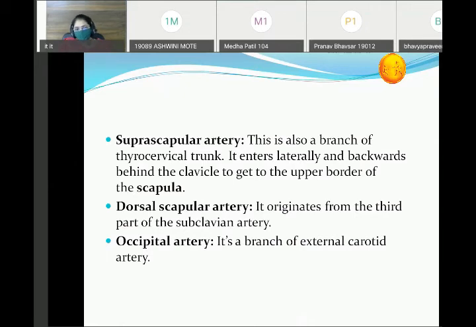And lastly, the occipital artery. Again, we have studied this in the last lecture: it is one of the branches from the external carotid artery.